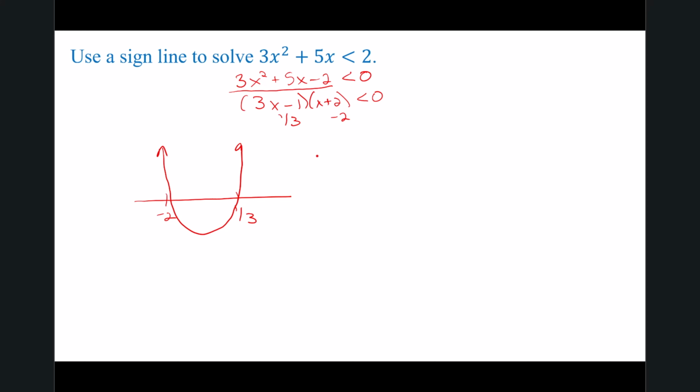So where is this less than 0? Well, between negative 2 and 1/3. We could also test values. Plug in a number between negative 2 and 1/3, like 0. If we plug in 0, we get a negative number. If I plug in a number bigger than 1/3, I would get positive. If I plug in a number less than negative 2, I would get positive. So if you know what the graph looks like, you don't necessarily have to do the sign line. You can just think about the graph.